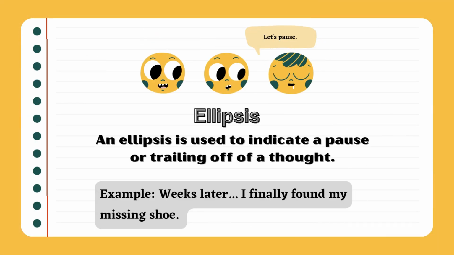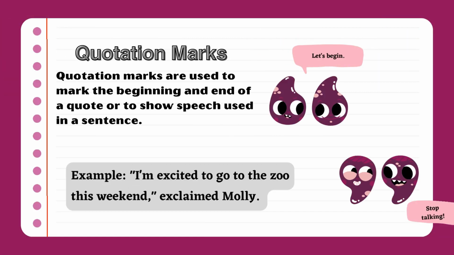An ellipsis is used to indicate a pause or trailing off of a thought. For example, weeks later... I finally found my missing shoe. Quotation marks are used to mark the beginning and end of a quote or to show speech used in a sentence. For example, "I'm excited to go to the zoo this weekend," exclaimed Molly.